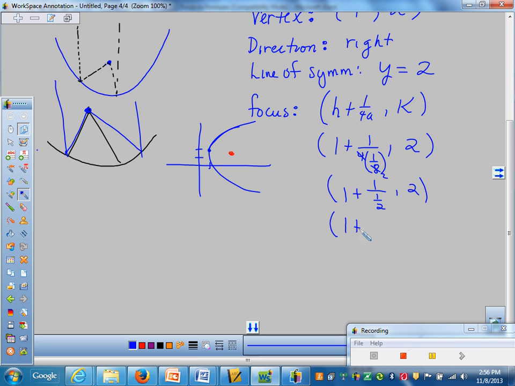When you divide by a fraction, you have to flip it over and multiply. So it's really just 1 times 2 over 1. You just flipped it over. So it's just 2. And then 1 plus 2 is 3. And so it actually turns out the focus is at the point 3, 2. So in reality, it moved over 2 units to get to the focus. That's all that happened. But watch the simple arithmetic on that. That's where I see people mess up.